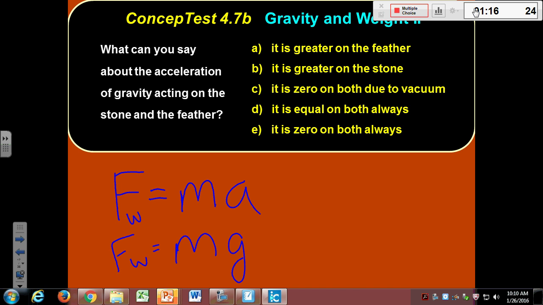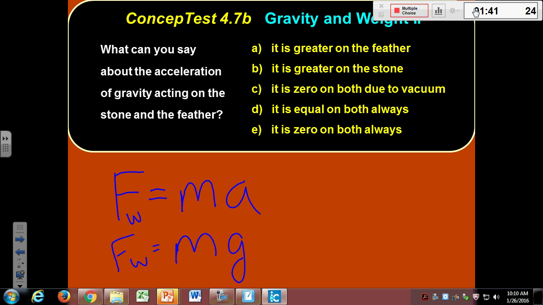That's like the difference between a slug and a pound. Okay, the difference between mass and weight. And so the acceleration due to gravity on the planet Earth is always the same. It doesn't matter if you're 70 kilograms or 150 kilograms or whatever, it's always going to be the same. And so the answer to this is it's equal on both, always.